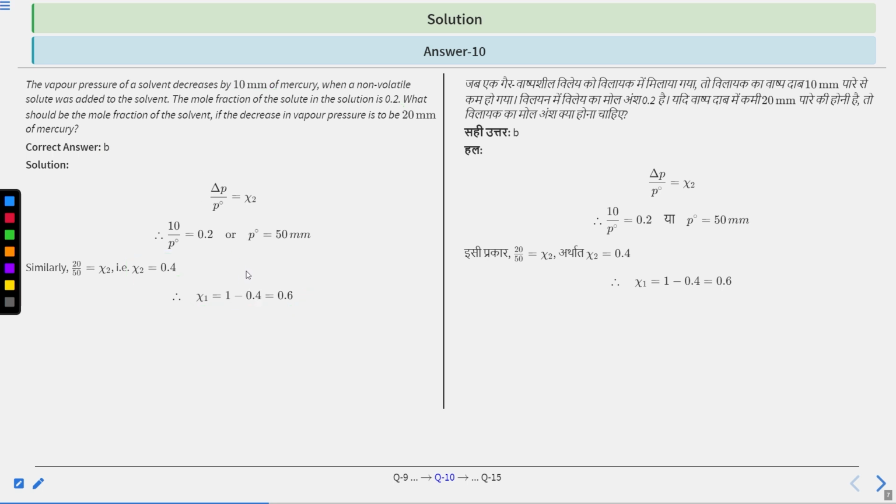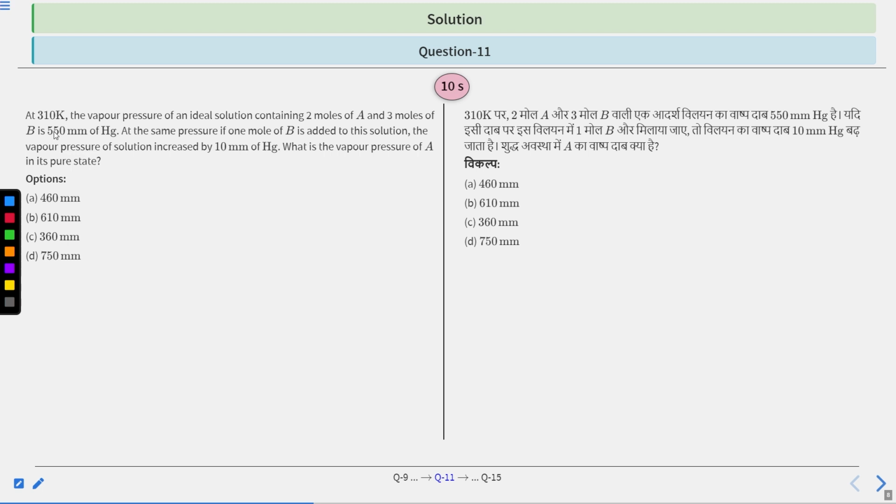Okay, let's move to question number 11. At 310 Kelvin, the vapor pressure of an ideal solution containing 2 moles of A and 3 moles of B is 550 mm of Hg. At the same temperature, if 1 mole of B is added to the solution, the vapor pressure of the solution increases by 10 mm of Hg. What is the vapor pressure of A in its pure state?